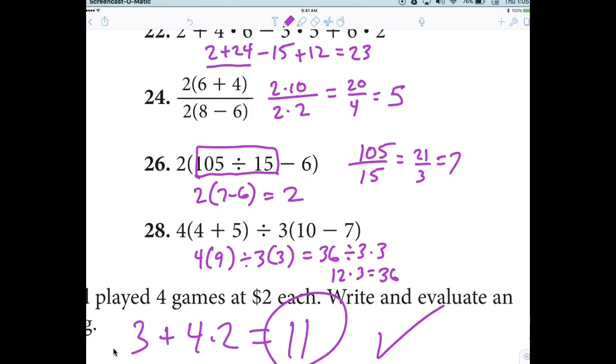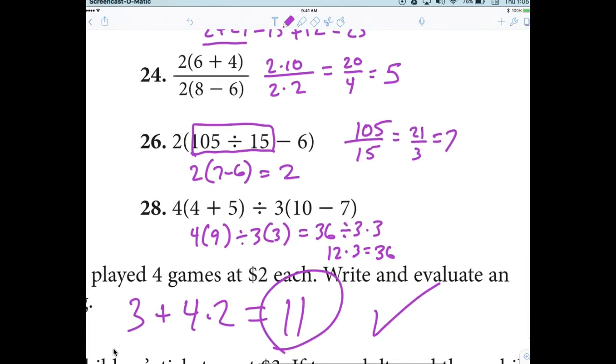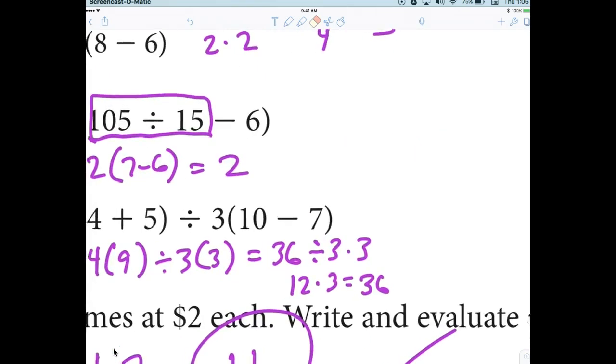Now, I want to show you this real quick. 26 wasn't 7, it was 2. I'm sorry. Sorry, guys. I wanted to show you something. I got sidetracked about this. So I want everybody to look up, please. Look up. I want to try to show you something.